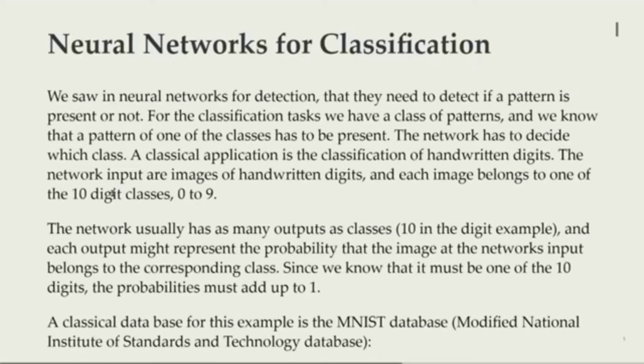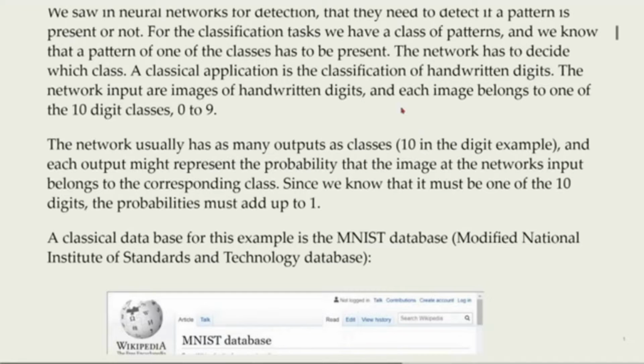A classical application is the classification of handwritten digits. The network inputs are images of handwritten digits, and each image belongs to one of the 10 digit classes, from 0 to 9. The network usually has as many outputs as classes, 10 in the digit example, and each output might represent the probability that the image at the network's input belongs to the corresponding class. Since we know that it must be one of the 10 digits, the probabilities must add up to 1.